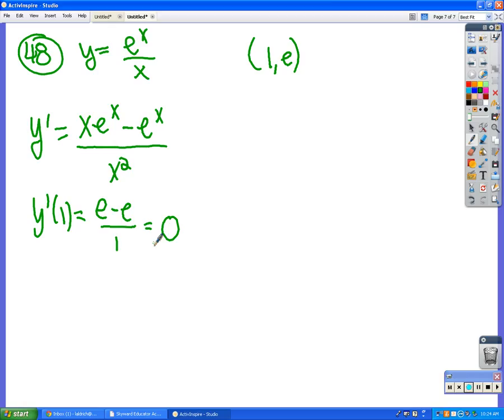0 over anything is 0, except for 0 on the bottom. Anyway, so then you can go y minus e equals the slope times x minus 1. So that would be y equals e. So the slope is 0, so it's a horizontal line going through this point.